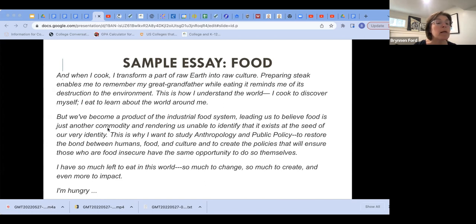But we've become a product of the industrial food system, leading us to believe food is just another commodity and rendering us unable to identify that it exists at the seed of our very identity. This is why I want to study anthropology and public policy, to restore the bond between humans, food, and culture, and to create the policies that will ensure those who are food insecure have the same opportunity to do so themselves. I have so much left to eat in the world, so much to change, so much to create, and even more to impact. I'm hungry.